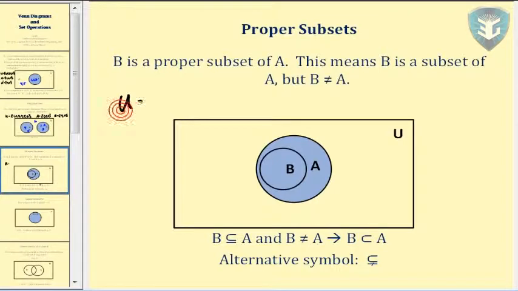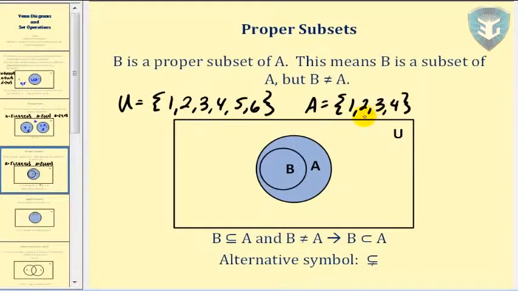So if we let the universal set contain the elements 1, 2, 3, 4, 5, 6, and let's say set A contains 1, 2, 3, and 4, set B would have to contain some of the elements in set A, but not all of them because they're not equal. So maybe set B would contain 1 and 2.